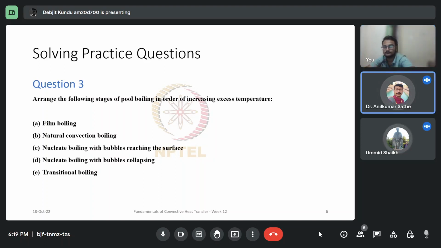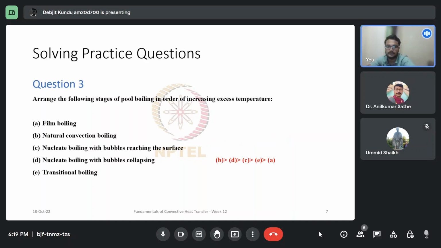B for ball. B, D, C, E, A. Okay, so any one of you answer. I'm getting confused. B for ball, D for dog, C for cat, E for eagle, and then A for apple. So B, D, C, E, A.